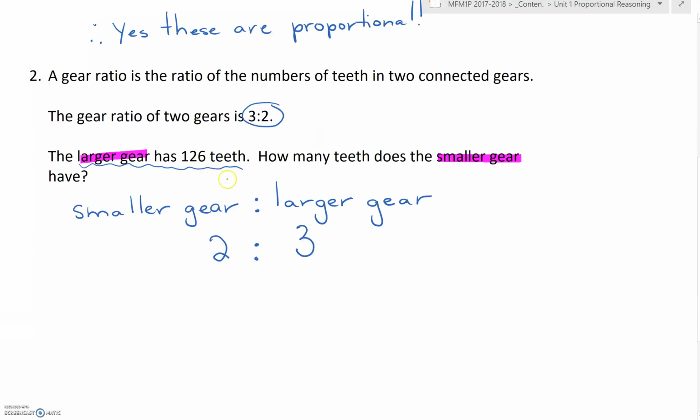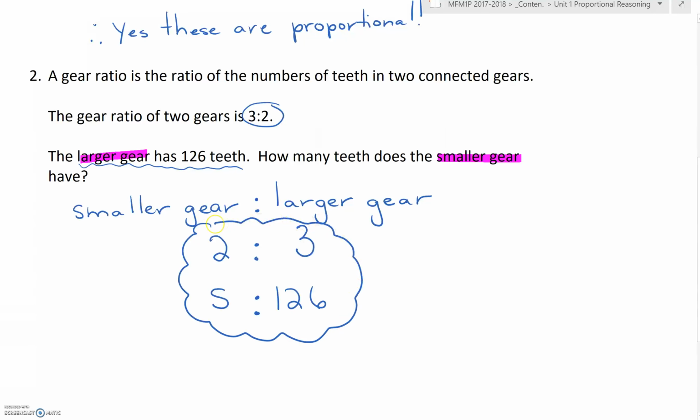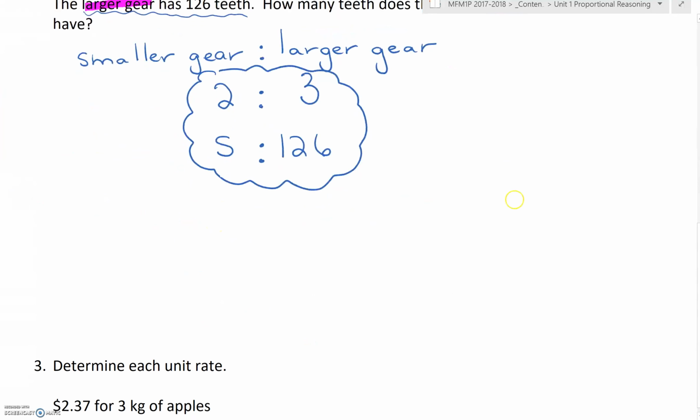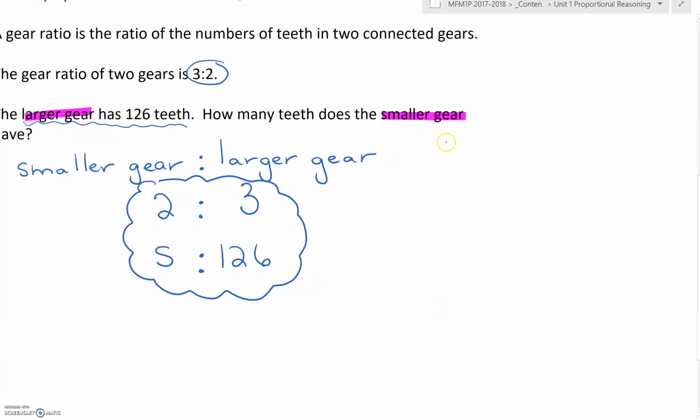Well, the 126 teeth represents the larger gear. So you don't want to put it on the left side because the left side represents smaller gear. So we're going to go ahead and put 126 where the larger gear is. And smaller gear, I'm just going to put an S for smaller because we don't know what it is. It asks us, how many teeth does the smaller gear have? So here's the proportion set up, but we've been telling you, take your proportion that you've set up and put it in a different form. And the form that we've been working on has been fraction form. So I'm going to rewrite this as 2 over 3 equals S over 126.